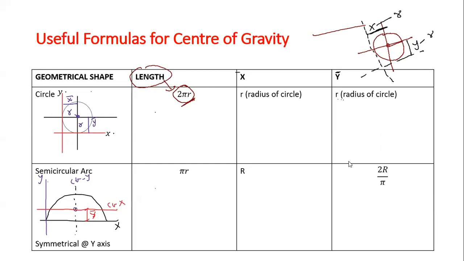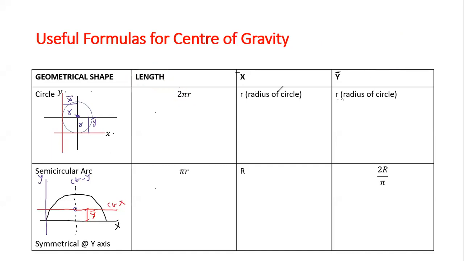So I hope all of you are clear why the center of gravity, either in the x direction or y direction, is the radius of the circle. Similarly, now this is a very important concept. Semicircular arc. Observe here. Given a semicircular arc, first tell me this semicircular arc is symmetrical about which axis? Observe the sketch and give me the answer. Don't answer by reading what I wrote below, look at the sketch I have drawn and give me the answer. About which axis is this semicircular arc symmetrical?